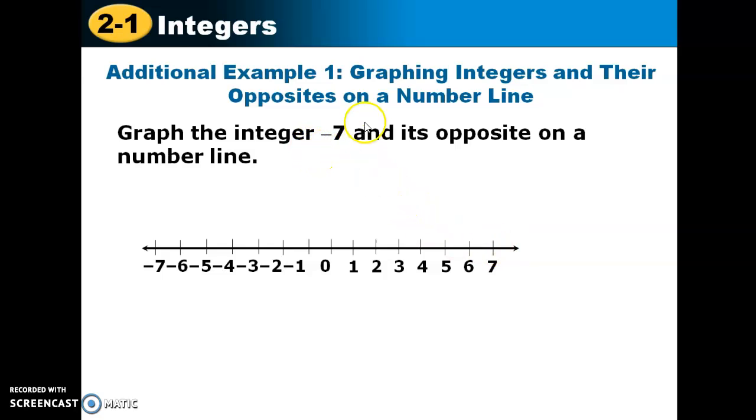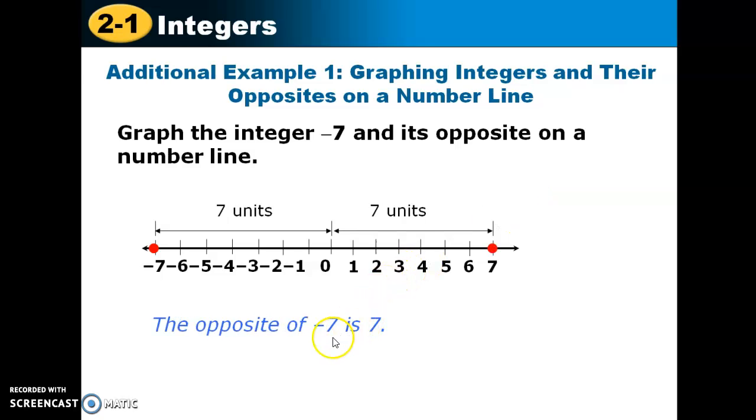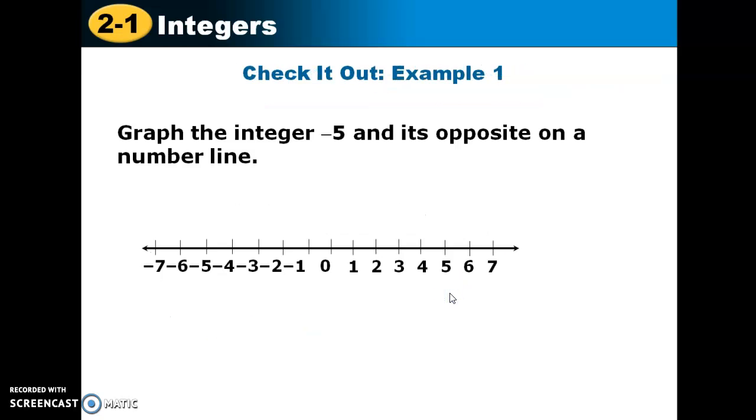So let's take the integer -7. We're going to graph that, and we see that it's 7 units away from 0. Then we want to graph its opposite, another 7 units away from 0 to the right, and it's +7. So the opposite of -7 is 7. Without even looking at the number line, what's the opposite of -5? +5.